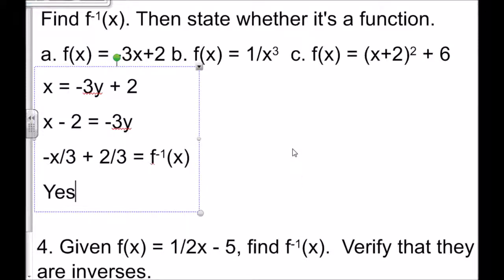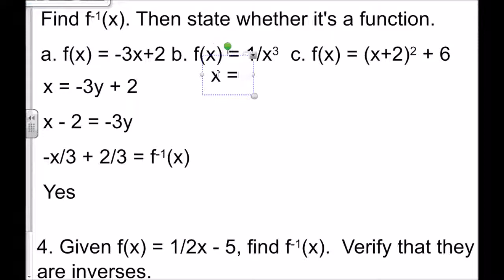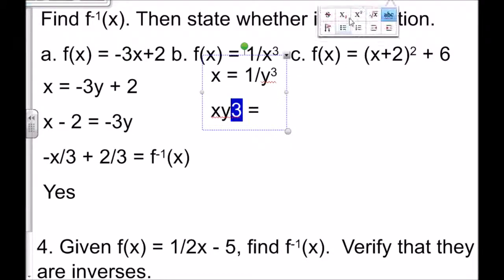For part B, x equals 1 over y cubed. Sorry, it's harder to do powers here than you'd think. So, x equals 1 over y cubed. The next thing to do, and I know this is a little weird, but when the variable's on the bottom, we want to get it out of there by multiplying. So we multiply both sides by y cubed. We get x times y cubed equals 1. And then we can divide by x.